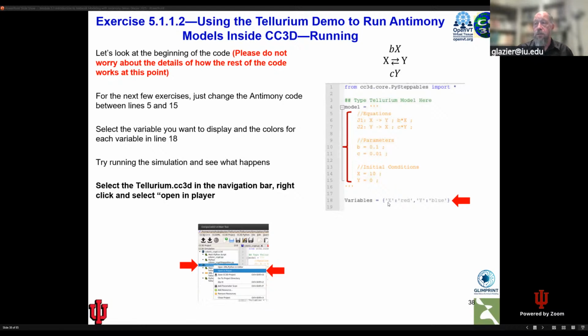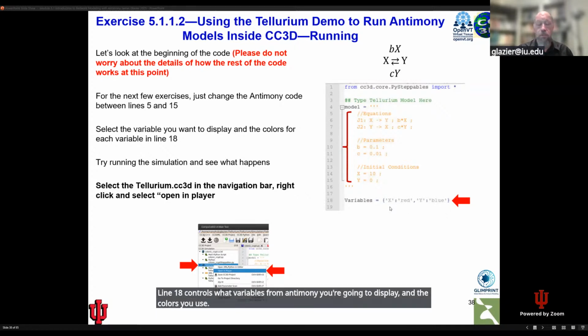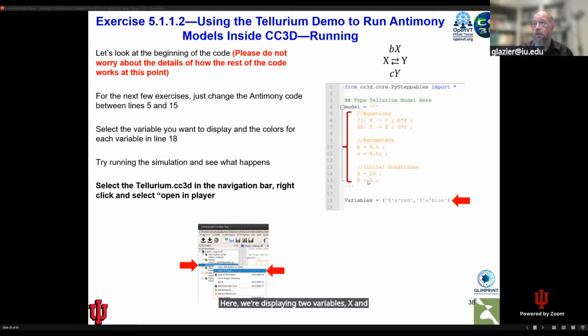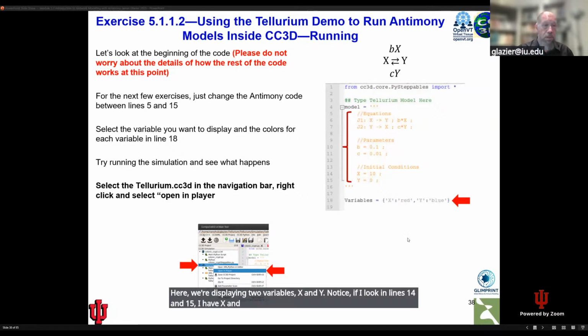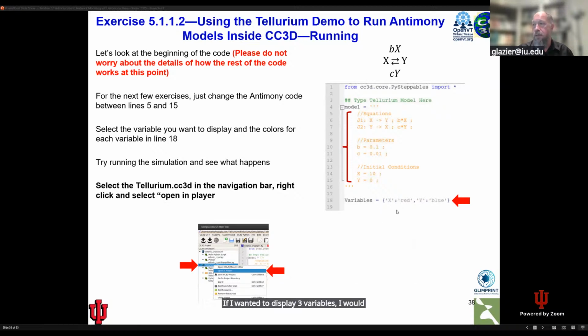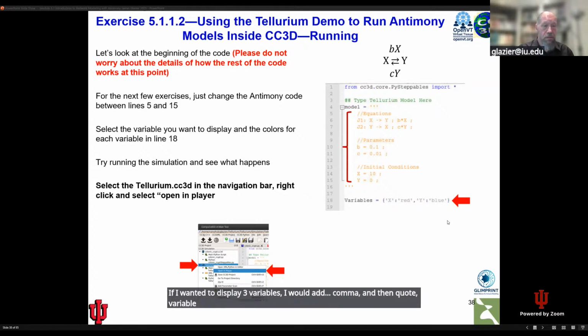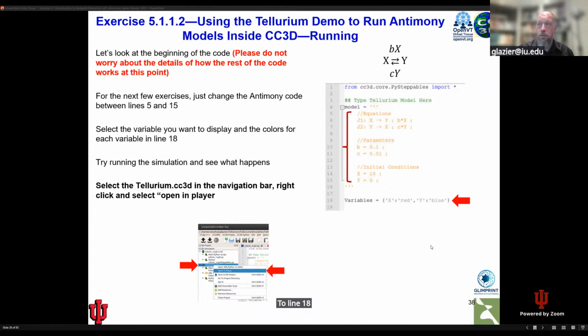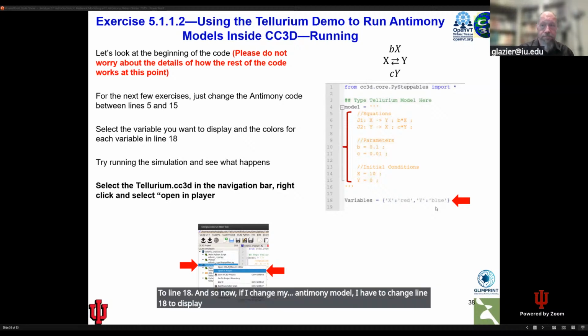Line 18 controls what variables from Antimony you're going to display and the colors you use. Here we're displaying two variables, X and Y. Notice if I look in lines 14 and 15, I have X and Y that correspond here. If I wanted to display three variables, I would add a comma and then quote variable name colon color to line 18. And so now if I change my Antimony model, I have to change line 18 to display it properly.